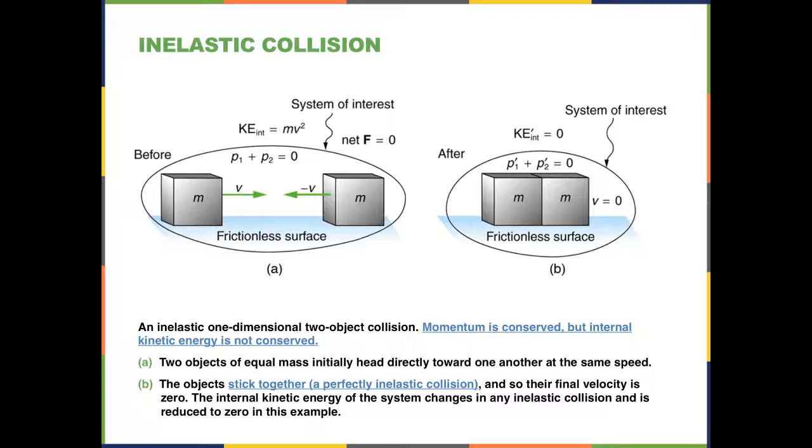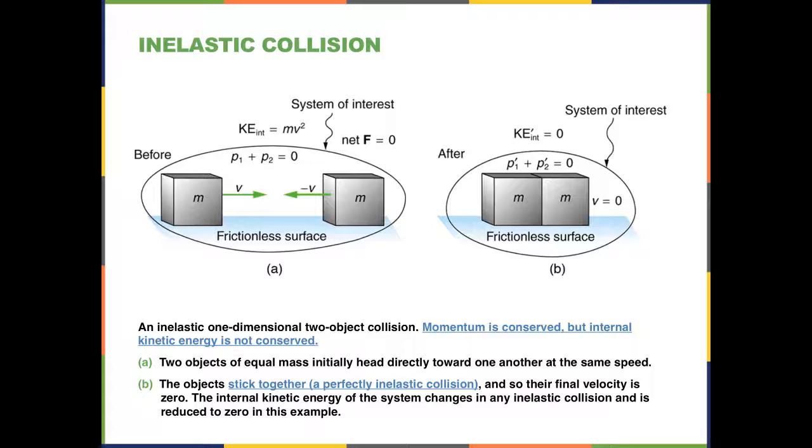As I said, we're going to now turn to what's known as an inelastic collision. An inelastic collision in one dimension between two objects differs from an elastic collision in the fact that the internal kinetic energy is not conserved. That is, there is a loss of kinetic energy outside the system.